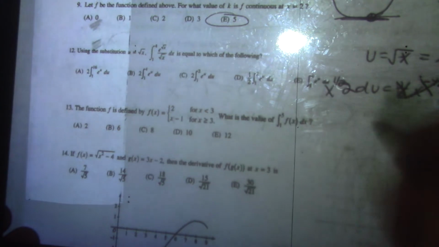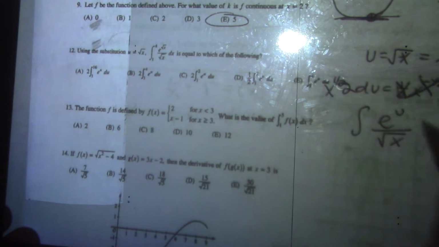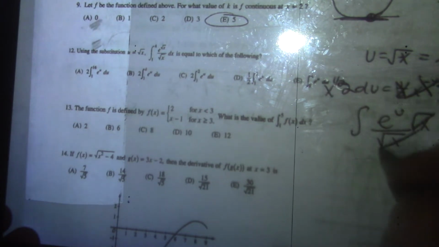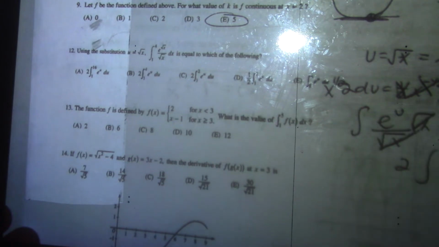And now I can rewrite. So this is e to the u over square root of x. Dx we just said was root x du. That cancels out. I'm going to pull the 2 out front, e to the u du.